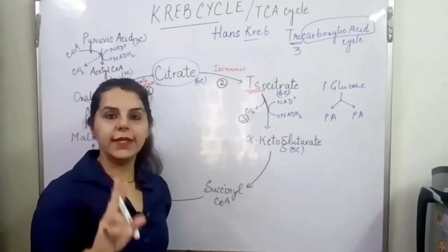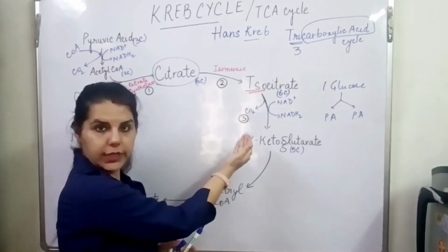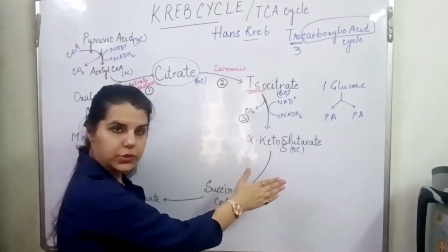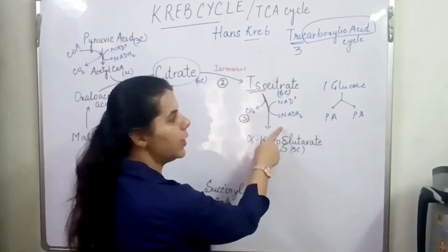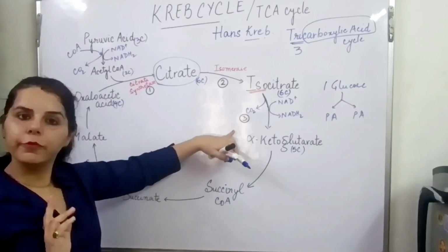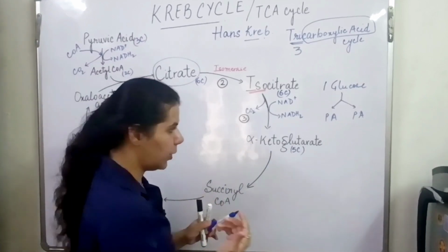So there are 2 things happening in this step. 1, the release of carbon dioxide, so that from a 6-carbon compound, a 5-carbon compound is formed, and reduction of NAD to NADH2. This is our reaction number 3. Now let us quickly move to reaction number 4.